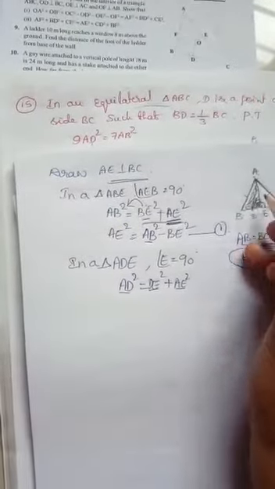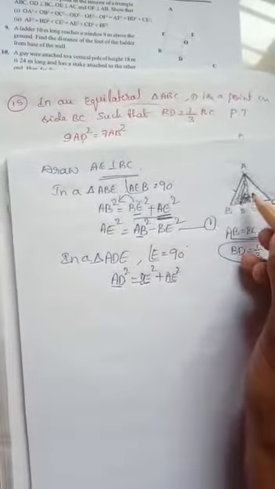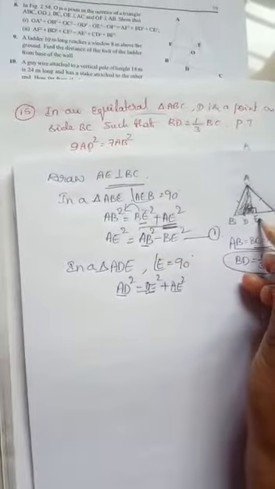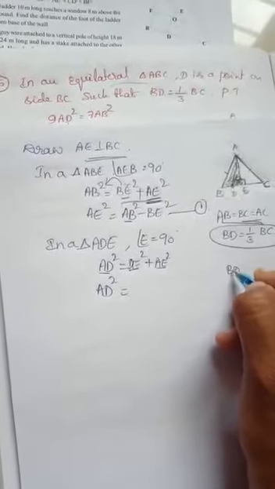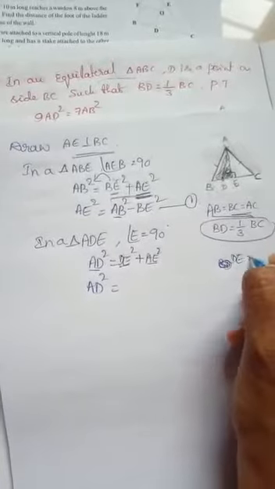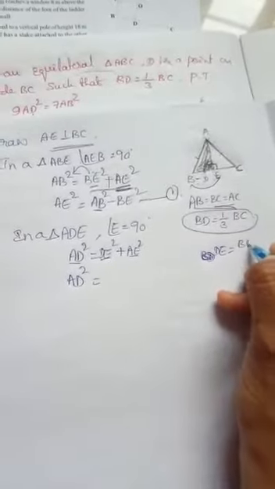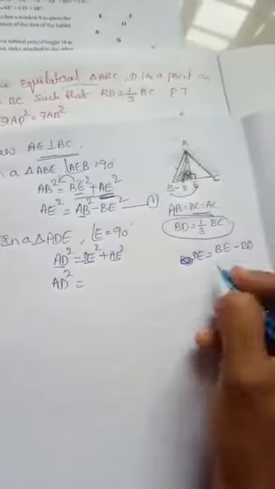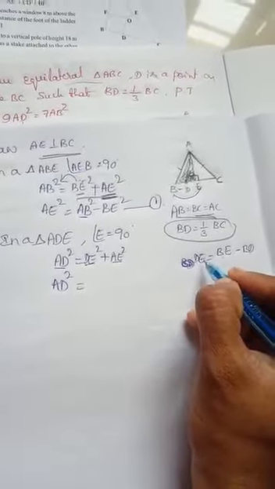In triangle AED, angle E is 90 degrees. Therefore, AD is the hypotenuse. Therefore, AD square is equal to DE square plus AE square. We know that AD square can be written as it is. DE is equal to BE minus BD. We subtract BD from BE, and we get the value of DE.